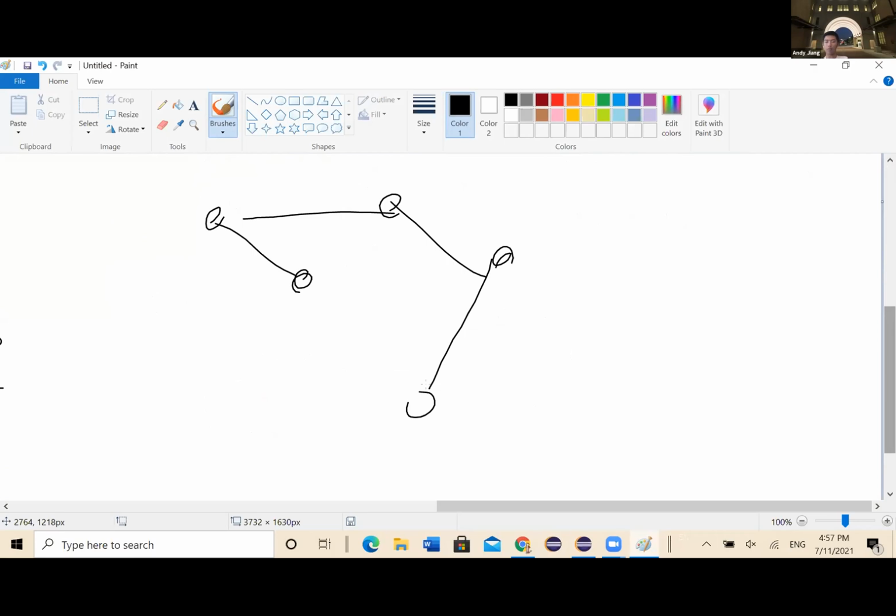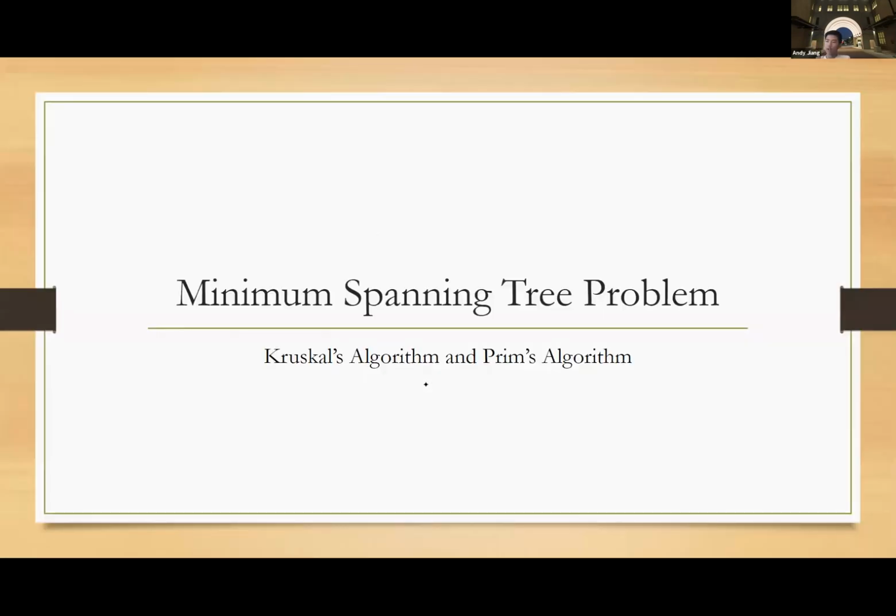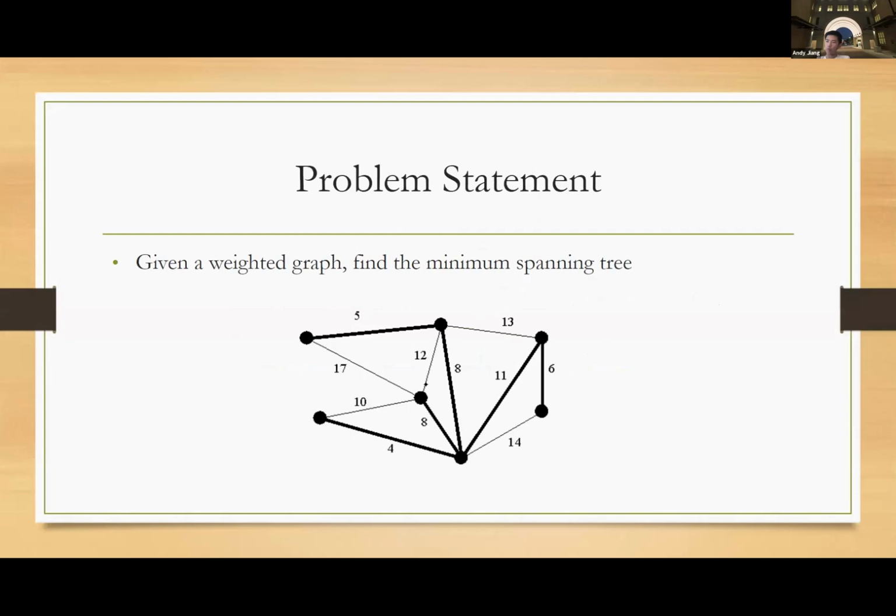This is a spanning tree of a graph with 5 vertices. And we're given a weighted graph. Otherwise, there's no concept of a minimum spanning tree. And now we're trying to find the spanning tree with the least total sum.